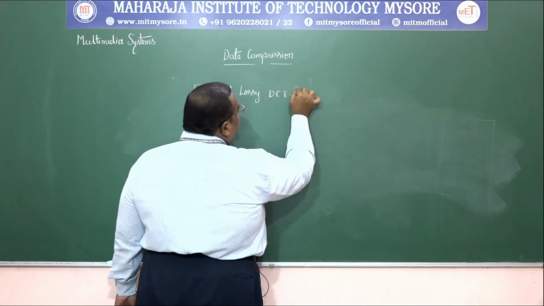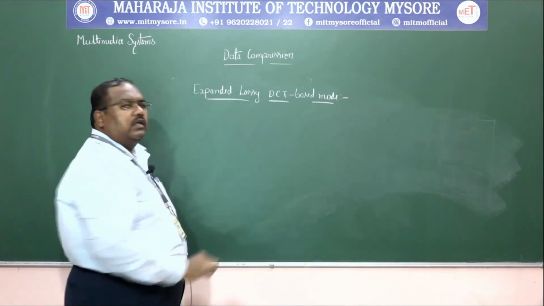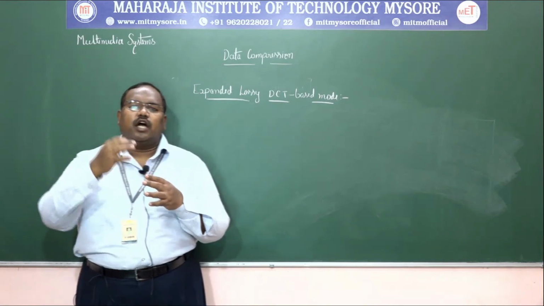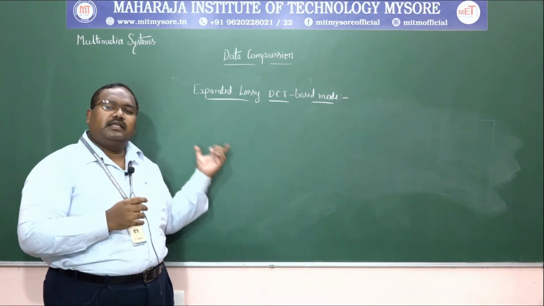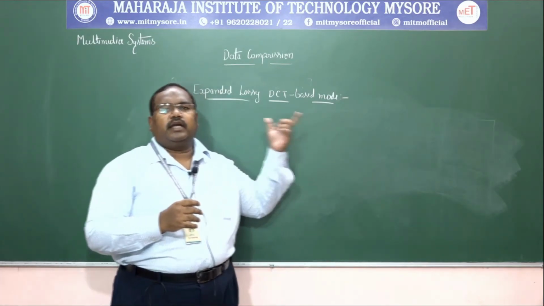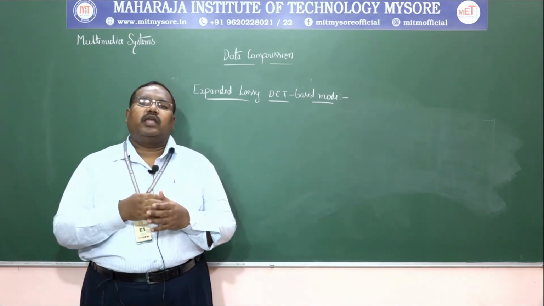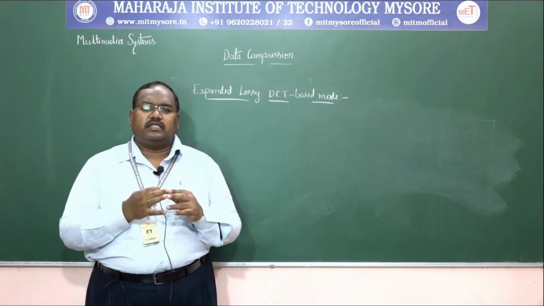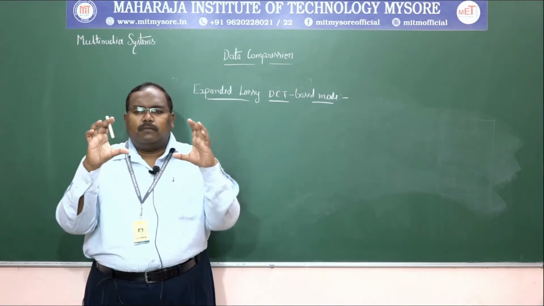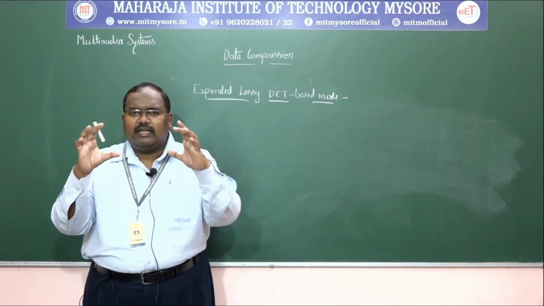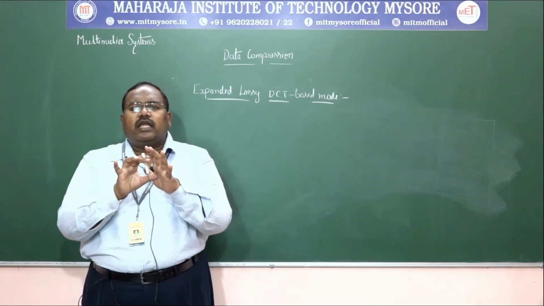Expanded lossy DCT based mode. In this method, JPEG specifies a progressive encoding in addition to sequential coding in the first run itself. That's why, instead of going with these things, I explained the sequential, progressive and also hybrid techniques. A very rough presentation of an image will appear. You are able to recognize it's the face of a person, but you will not be able to identify who that person is because the image is so rough, it looks out of focus.